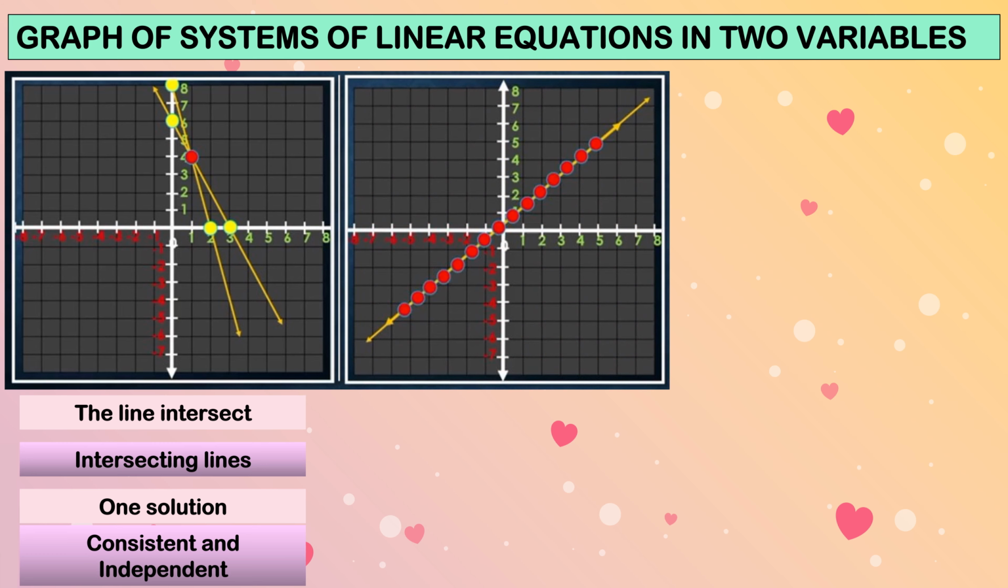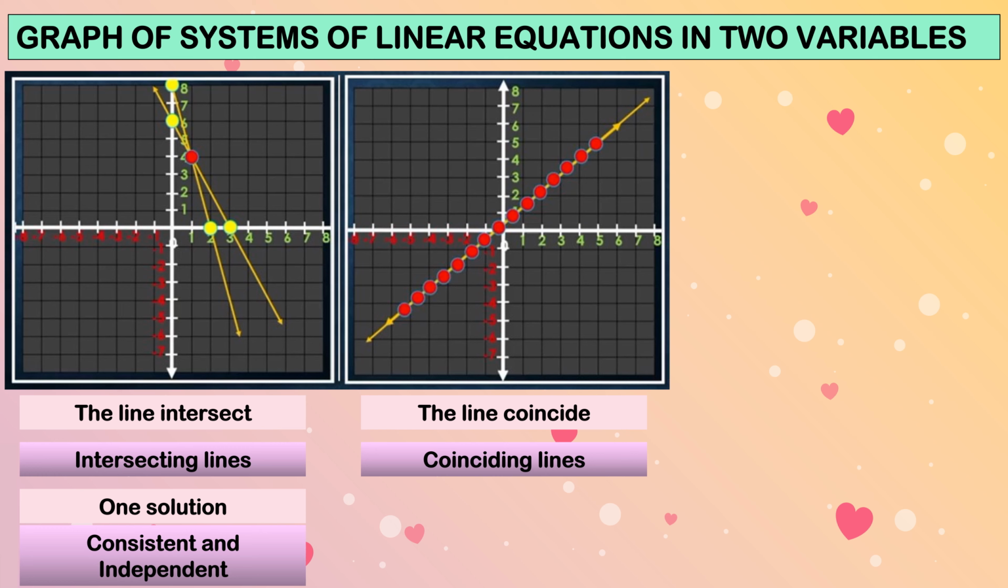For our second graph, the lines coincide. If the lines coincide, those are what we call coinciding lines. And comparing from our intersecting lines, they exactly have one point of intersection, while in coinciding lines, they intersect at an infinite number of points. So, lahat po ng points nandito sa lines na ito ay solutions.